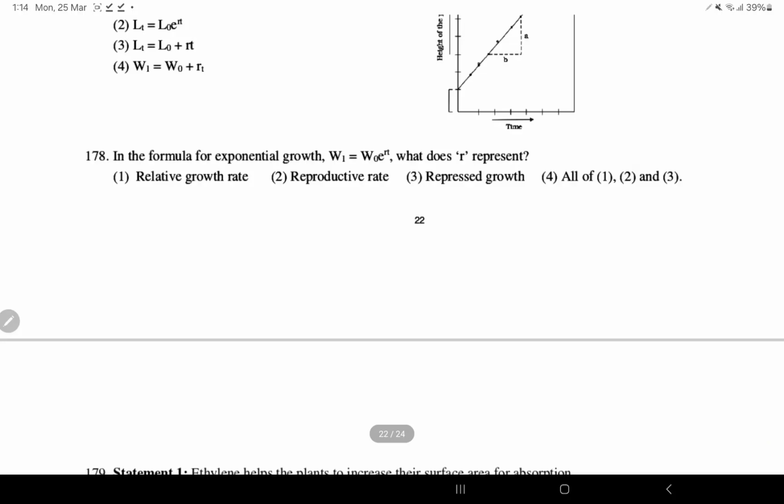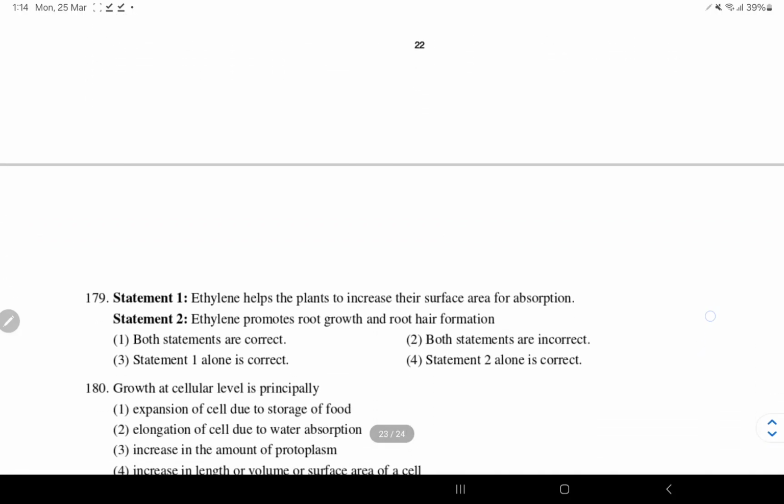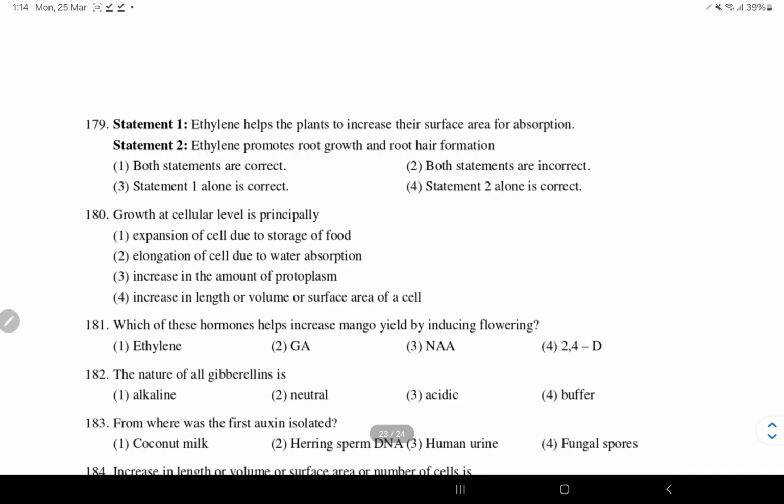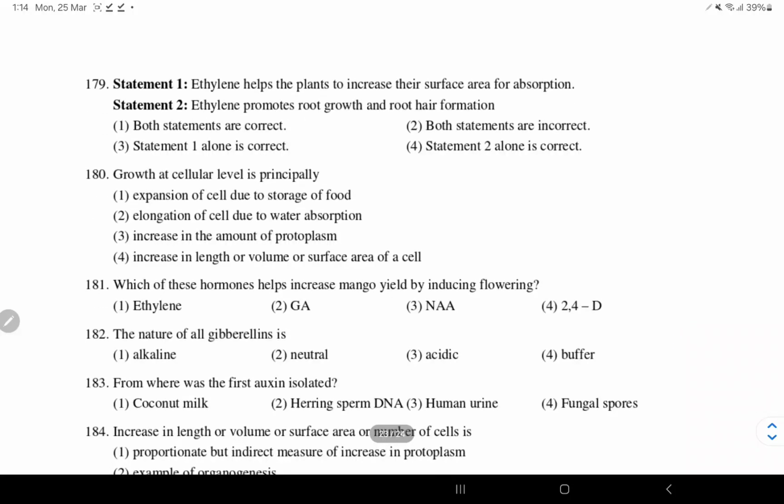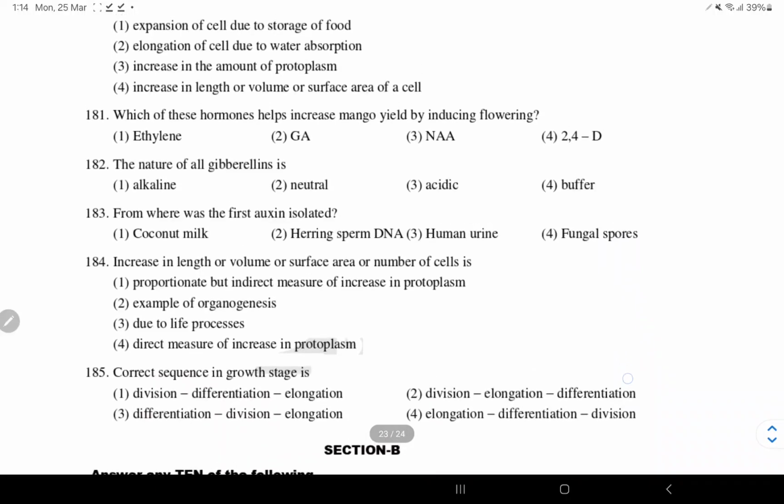What is r? Growth rate. So, relative growth rate. Ethylene helps the plants to increase their surface area for absorption, right? Ethylene promotes root growth and root hair formation, right? Both the statements are correct.